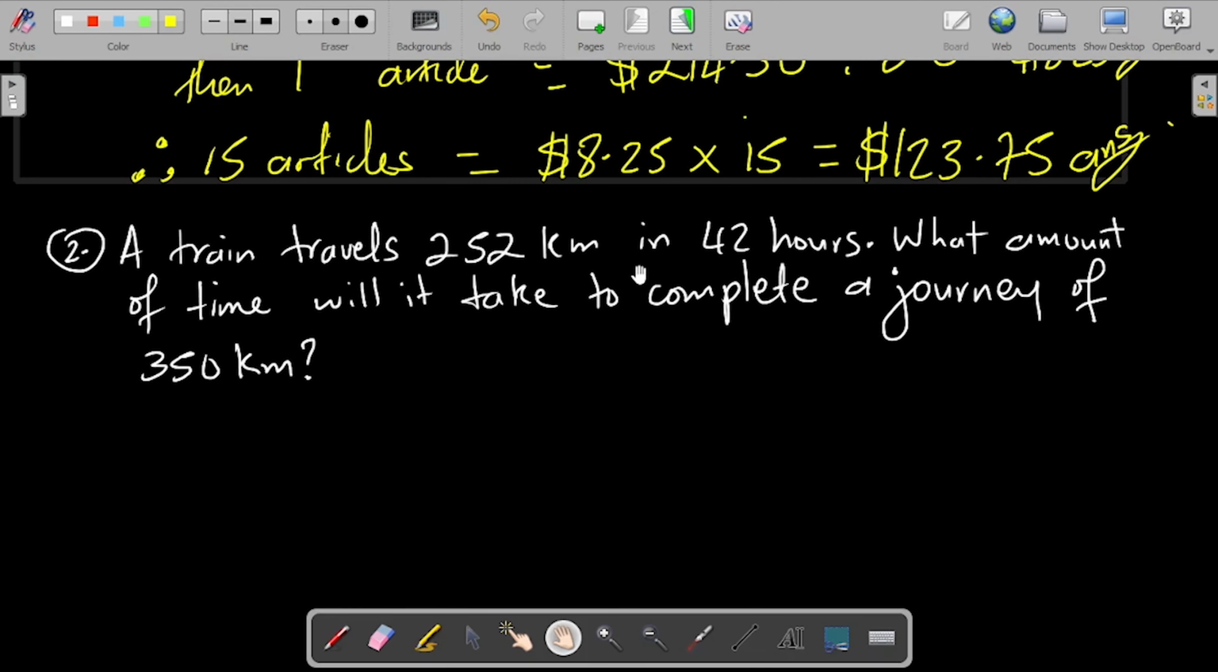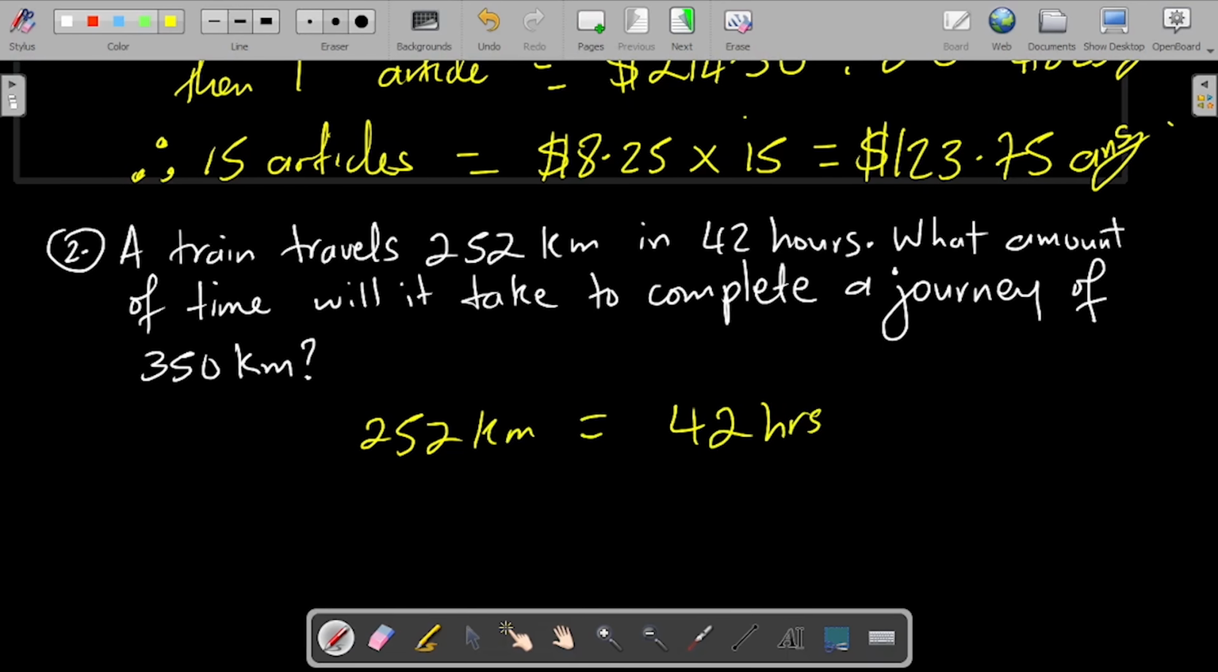A train travels 252 kilometers in 42 hours. What amount of time will it take to complete a journey of 350 kilometers? So what amount of time? So time I have to go on the right. So 252 kilometers equals 42 hours.